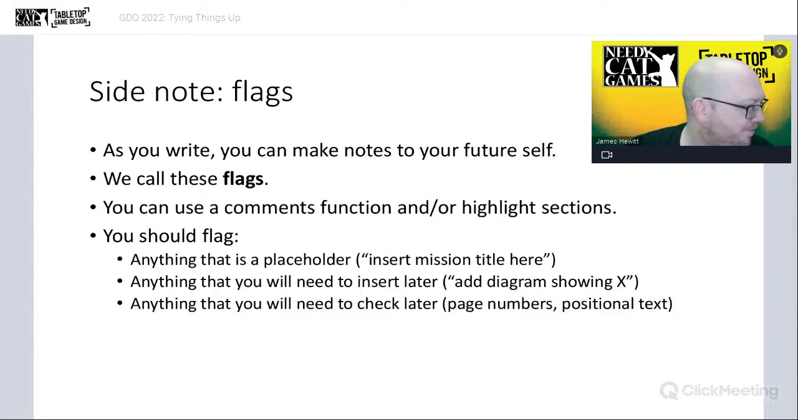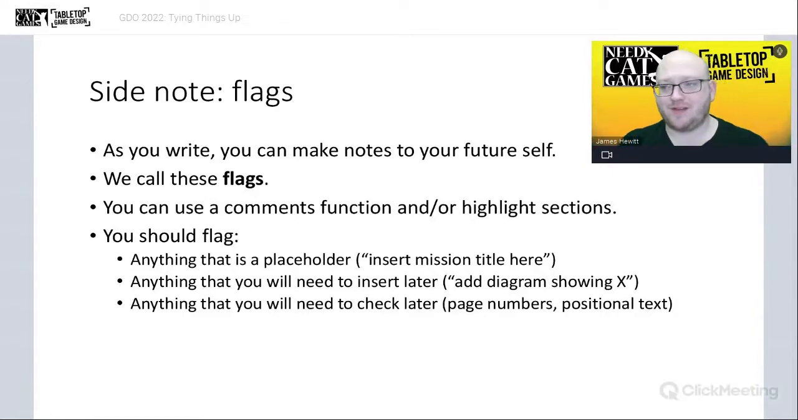As a side note, I just talked about skipping and leaving placeholders and things. Flags are what we call any little notes we make to our future self in the document. Anyone who's done any coding will be familiar with that inline commenting. Basically, stuff that you can add to yourself that you can come back and check later for any reason. Word or Docs has a comments section. You can press Control-Alt-M and add a comment to a piece of text, or you can highlight it with the highlighter pen function.